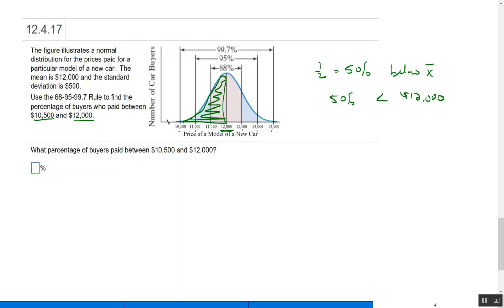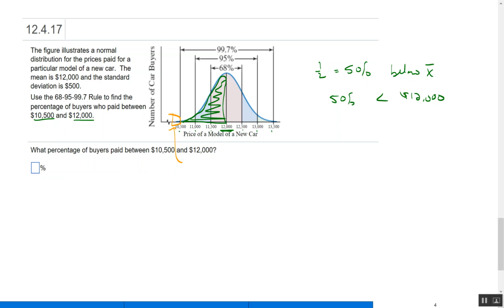So the problem with going with that number is I've got this little tiny piece out here that I do not want to include. If you don't want to include it, you're going to have to subtract it. So what I need to do is take half and then subtract that little piece right there. So how do I find the percentage of that little piece right there?